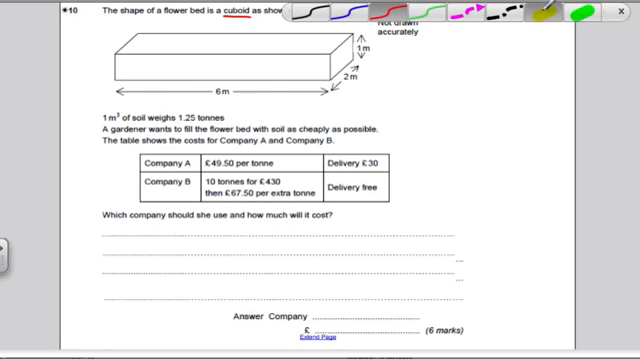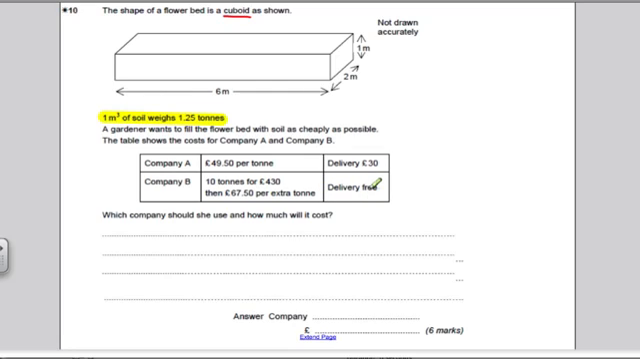It tells us the following. Every meter cubed of soil weighs 1.25 tons. A gardener wants to fill the flower bed with soil as cheaply as he can, and here is the cost from 2 companies. What company should he use and how much? Now, company A charges a certain amount per ton, and company B, for 10 tons it's 430, and then £67 per extra ton with free delivery.